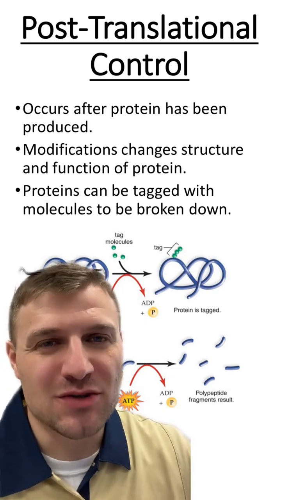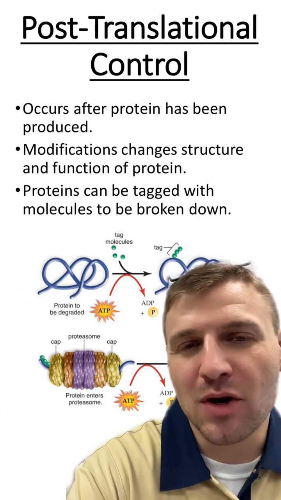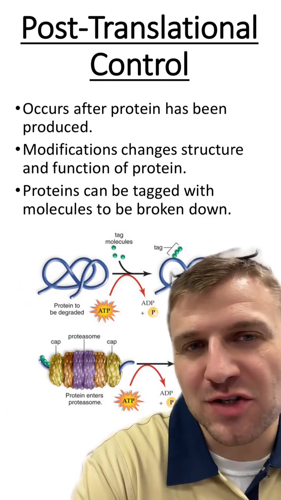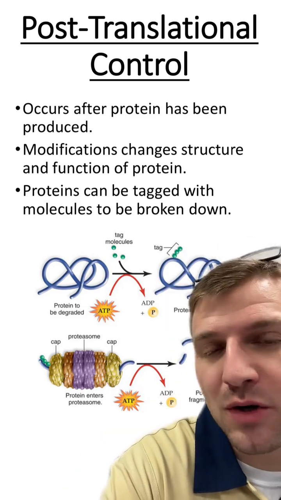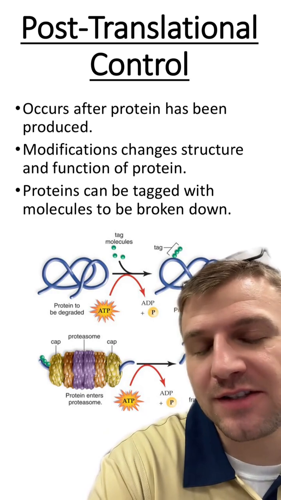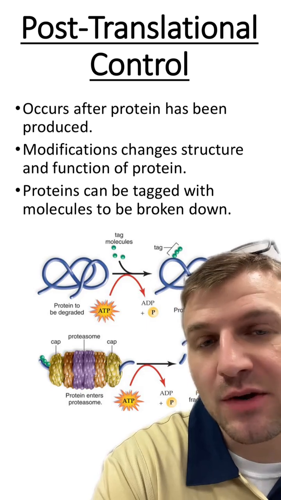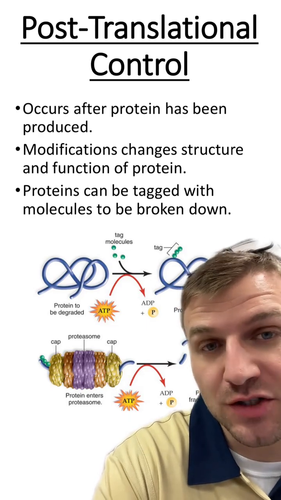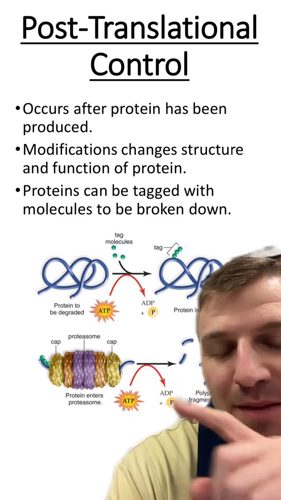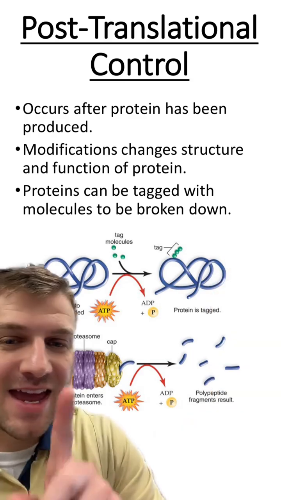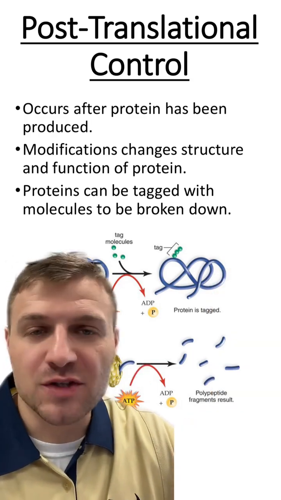Our last is post-translational control. This occurs after the protein has been produced. Proteins can be modified through their structure and function, and these are usually done by things like chaperone proteins. Or proteins can be tagged with a molecule that signals them to be broken down, because once those proteins aren't needed anymore, the cell can use those amino acids for other functions. So you can see with our molecule here that's tagged, it's going to be eventually broken down by a structure known as a proteasome. And then these polypeptides and amino acids will become other proteins, almost like a recycling center.